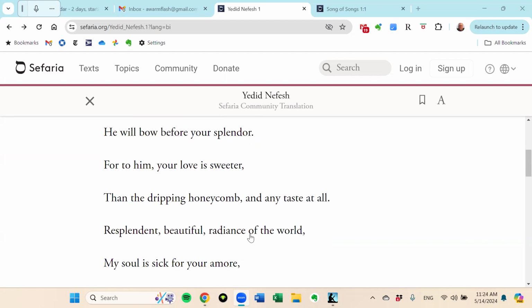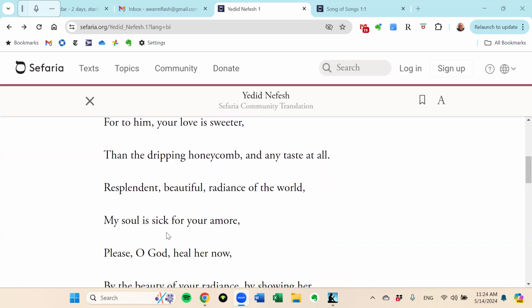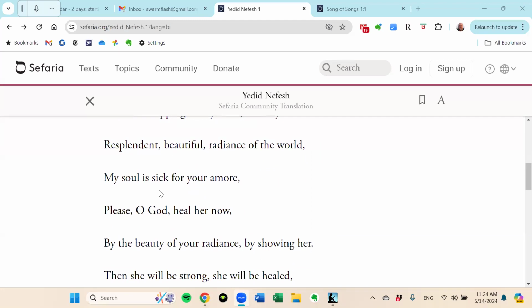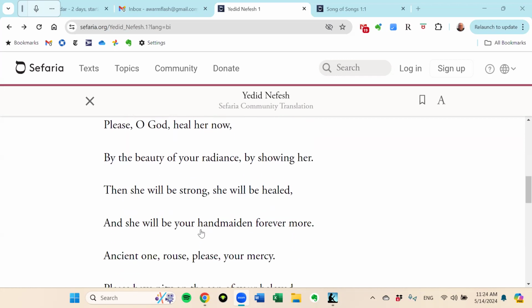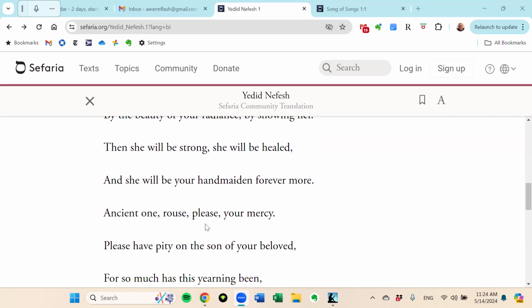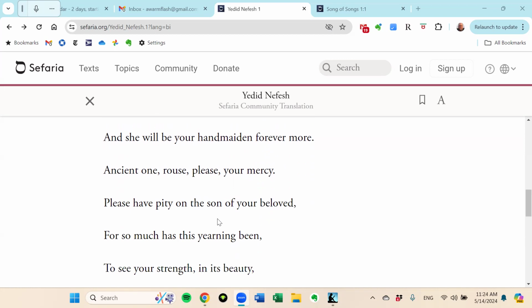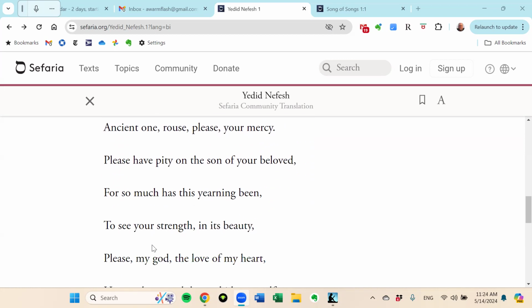resplendent, beautiful radiance of the world. My soul is sick for your love. Literally, I'm love sick for God. Please, God, heal her, meaning my soul, heal my soul by the beauty of your radiance, by showing her that she will be strong, she will be healed, she will be your handmaiden. Handmaiden. This is not a servant, this is far more than that. Ancient One, rouse, please, your mercy, have pity on the son of your beloved, for so much has this yearning been to see your strength in its beauty. I just yearn to have some contact, to feel you.